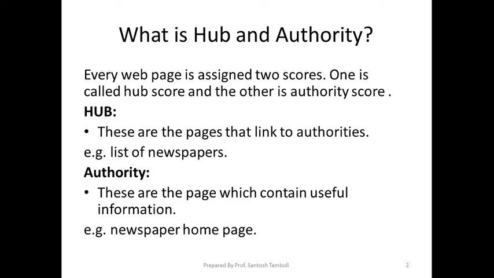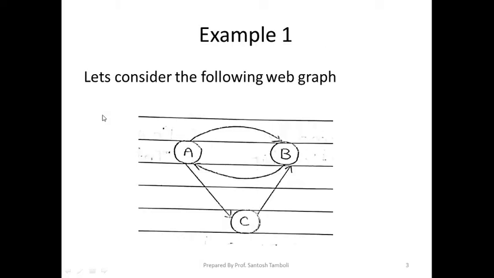Now what is an authority? An authority is a page that contains useful information, for example, a newspaper home page. That means the home page is called the authority, and that home page contains various types of links, and those links are called hubs. So our main focus is to find the hub and authority scores.